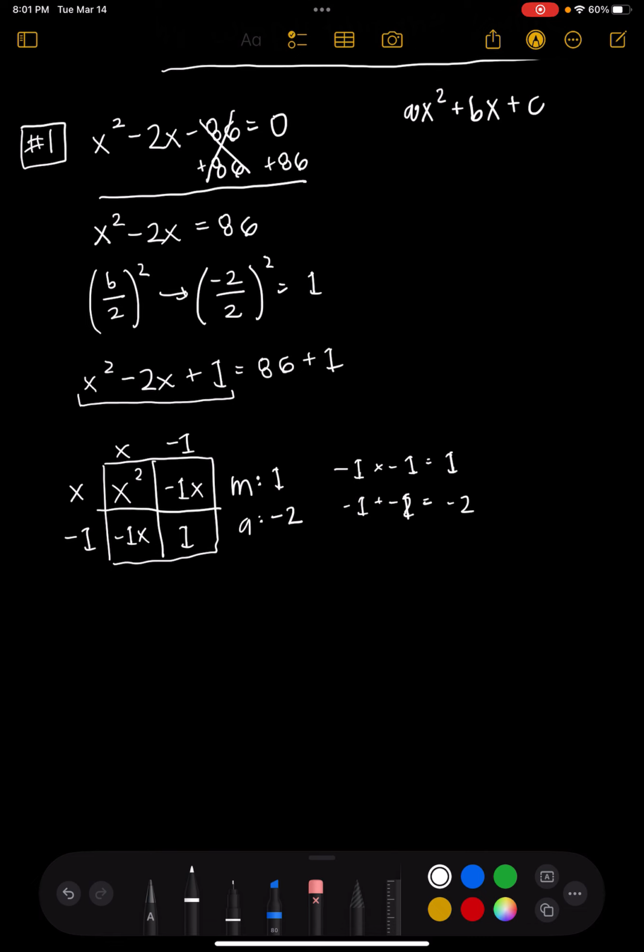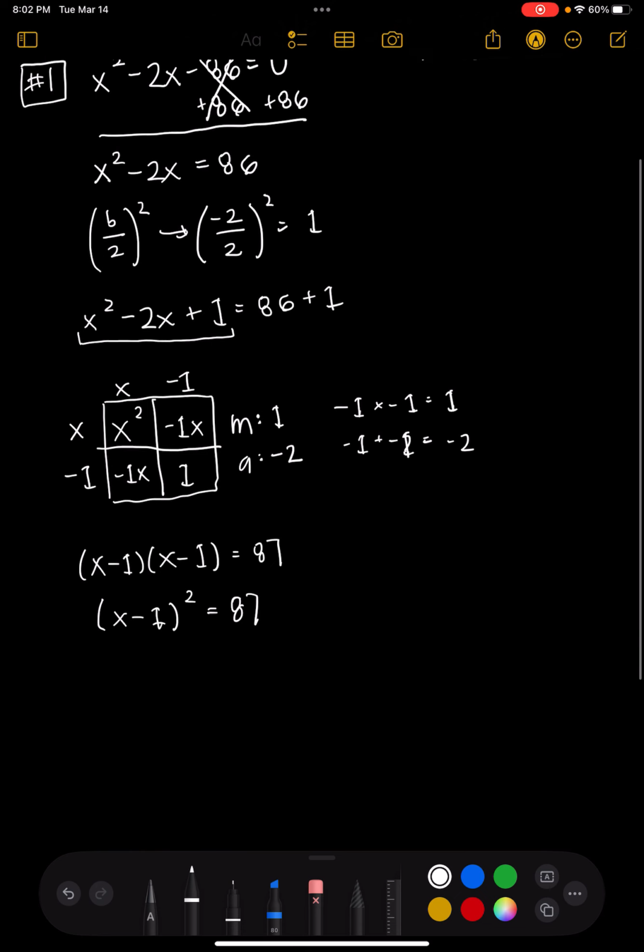So what that tells me is I can rewrite the left side of that equation as x minus 1 times x minus 1. And then that's equal to 87, because it's 86 plus 1, which is 87 on the right side. Now, if I have the same factor, x minus 1 and x minus 1, there's a cool way that I can write it. I can write it as x minus 1 squared, because squared just means I have 2 of them, which I do.